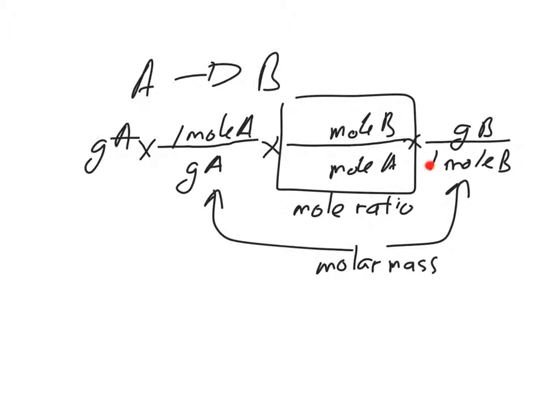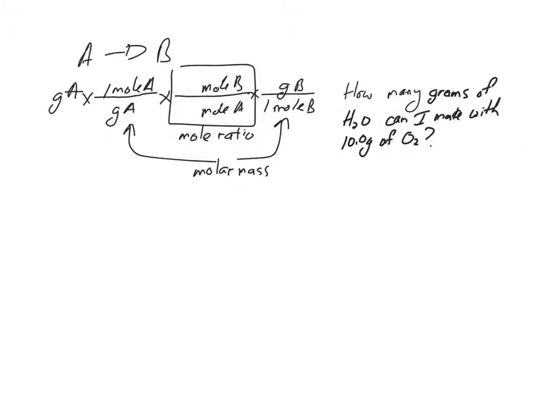Note that in this spot we always have a 1 because that's molar mass, and in this spot we always have a 1 because that's molar mass. But notice that it is upside down. More on that in just a second. So here we have an example where I want to convert 10 grams of oxygen, now the given, to grams of H2O, which is what we want to find. So from grams of O2 to grams of H2O.